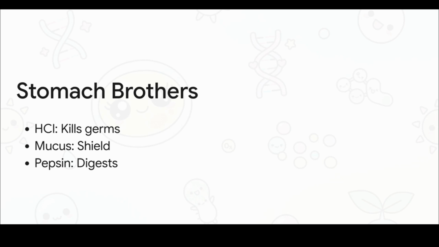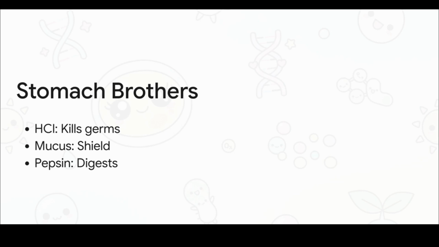First up, you have Big Brother HCl, or hydrochloric acid. His job? To make the environment highly acidic, defeating any evil germs on the food you just ate. Then there's Middle Brother, mucus. He forms a soft protective inner lining so that Big Brother HCl's intense acid doesn't literally burn the stomach walls. And finally, you have Little Brother pepsin. His job is crucial. He digests proteins.